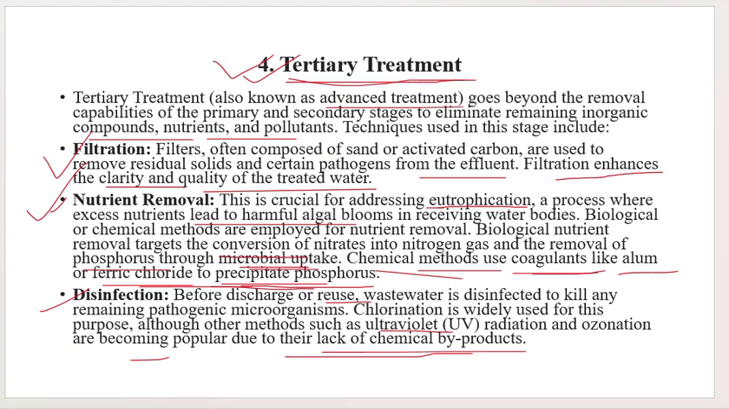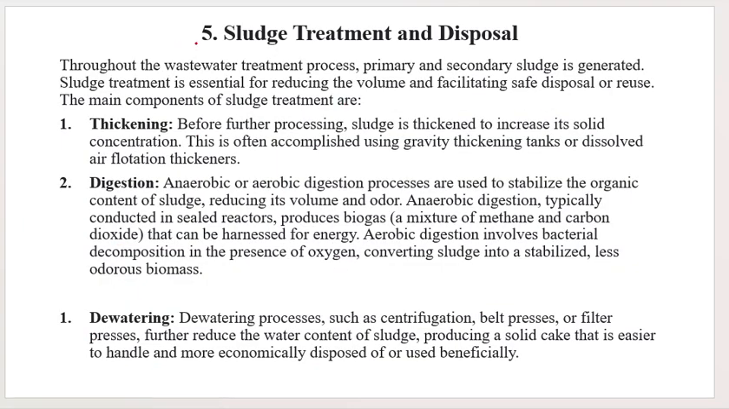Then comes sludge. This is the final process. The fifth stage: sludge treatment and disposal. Throughout the wastewater process, primary and secondary sludge is generated, as I have mentioned in the primary and secondary processes. The treatment is essential for reducing volume and facilitating safe disposal or reuse. If we do not treat this sludge, it might be very harmful to our environment, and finally affect the environment, human health and animals.